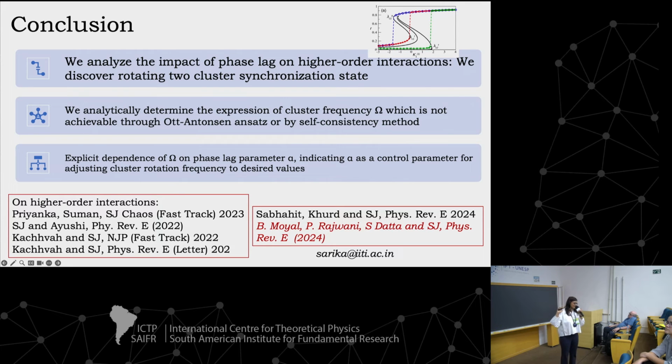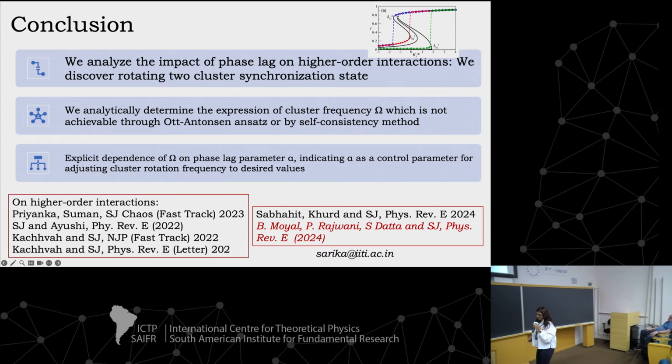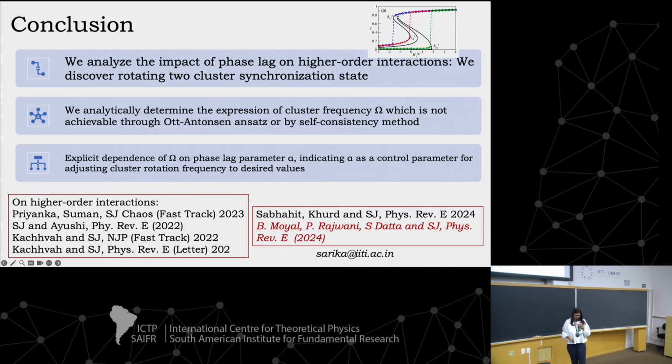Actually, for pairwise interaction also, I don't remember, and I don't want to claim whether such explicit dependence people have derived, but maybe there. But for higher order, at least we have done it the first time that I know. So this is the reference, and these are the other works where we have done higher order interactions.